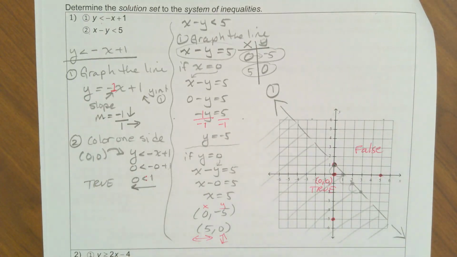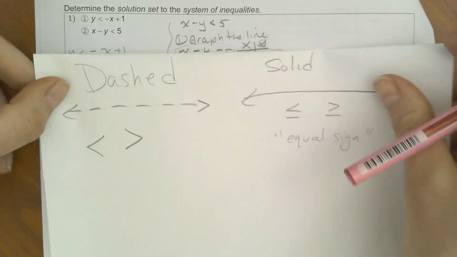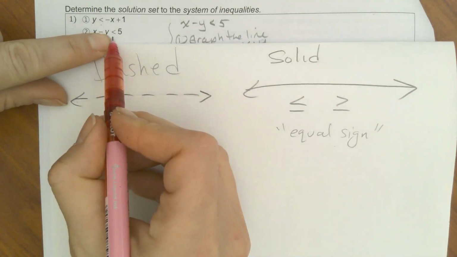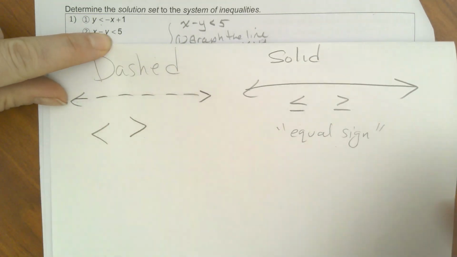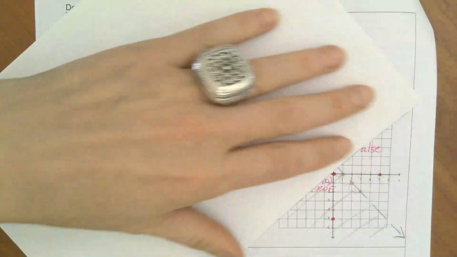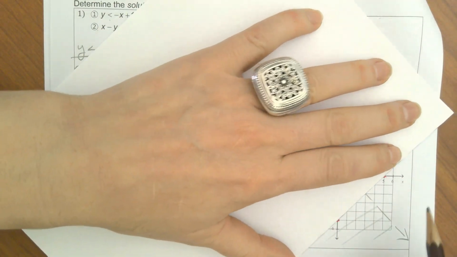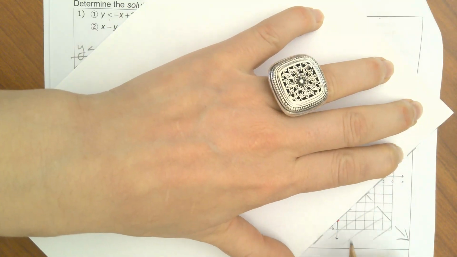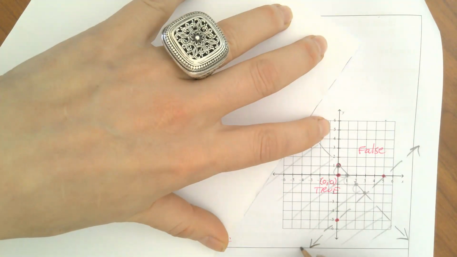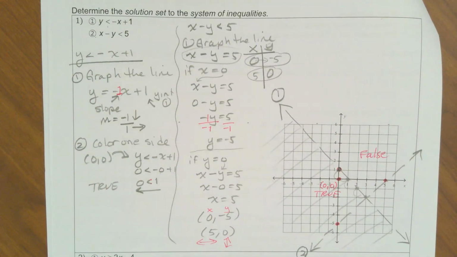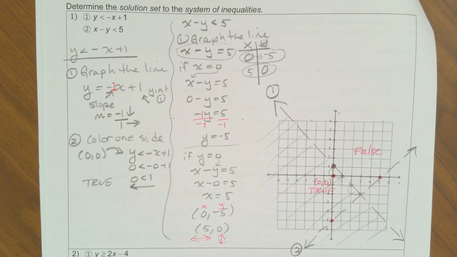So now, is it dashed or solid? If I look at this, there's no equal sign here, so it's going to be another dashed line. So I'm going to draw the line, but make sure it's dashed. And that's my line number 2. Now I have to decide what side to shade.